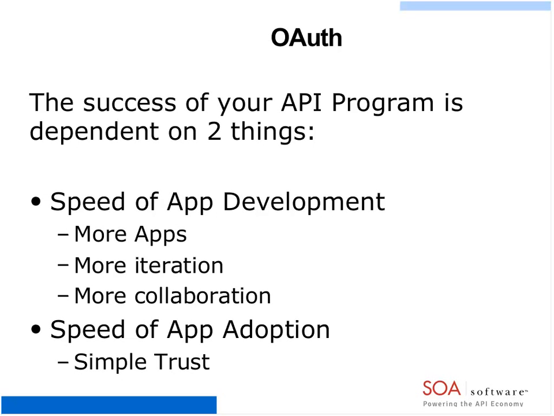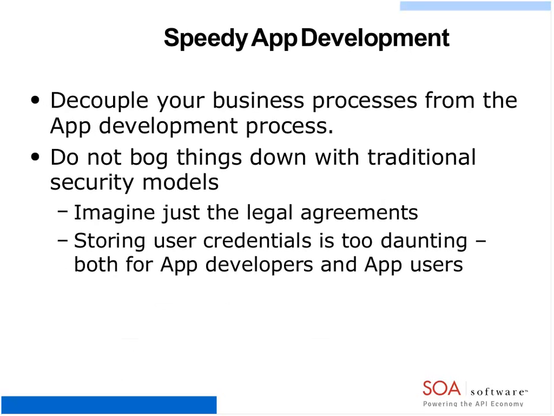So while it doesn't directly affect your API itself and how the API is implemented, the success of that API is affected by how quickly you build apps against those APIs and how quickly those apps are then adopted. The quicker the apps are adopted and the more apps there are, the more your API will actually be used. And that, I assume, is the objective of building an API in the first place. So let's look at how you actually speed up the app development itself.